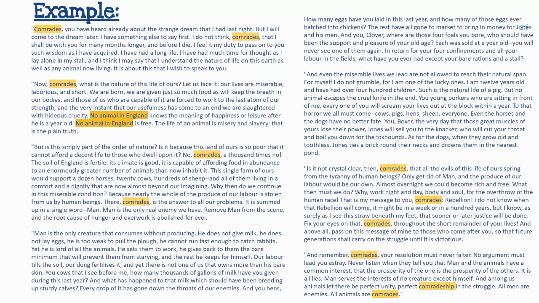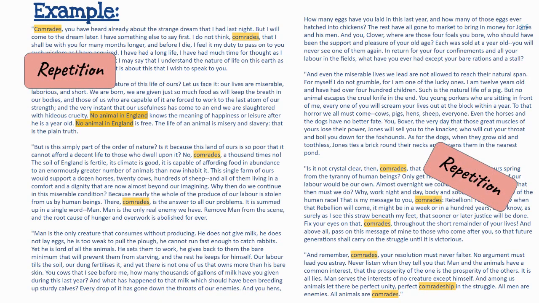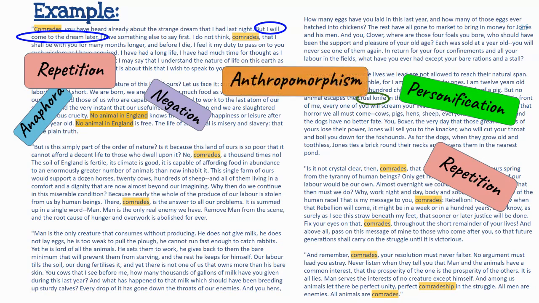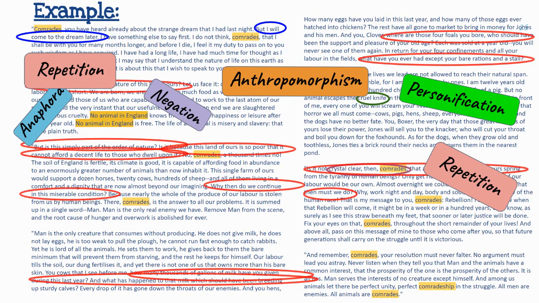During your reading, you can easily see the repetition of the word comrades throughout the piece and the repetition of the phrase no animal in England in the second paragraph, which is also an example of negation and an example of anaphora. There's foreshadowing, personification, not to be confused with anthropomorphism, which is throughout the entire novel. He throws some alliteration in there. There are a bunch of rhetorical questions, some of which are actually hypophora.